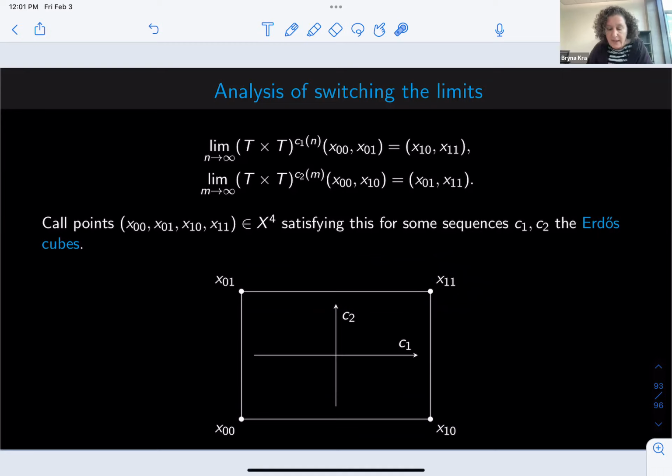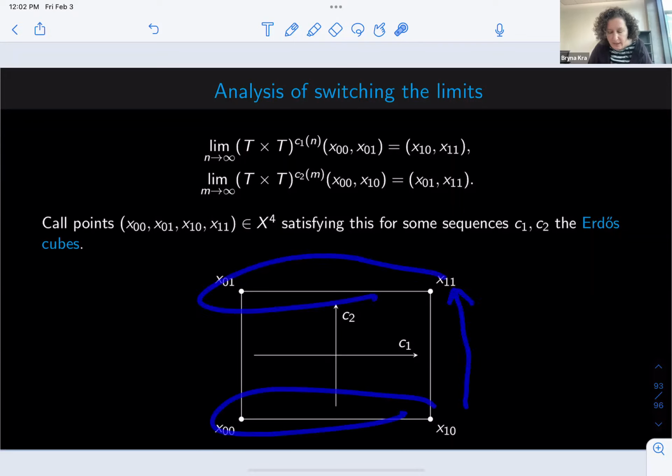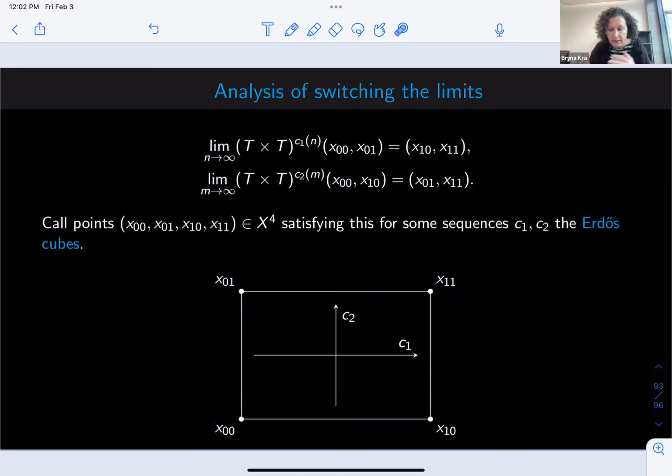Okay, so this is a 4-tuple, X00, X01, X10, X11, that plays a very special role in this limit. And if the 4-tuple satisfies this picture, meaning you take the bottom along C2 and you get to the top, and you take the left along C1 and you get to the right, for some sequences C1 and C2, we call that an Erdos cube. And showing that there exist Erdos cubes is one of the main tools in proving this theorem.